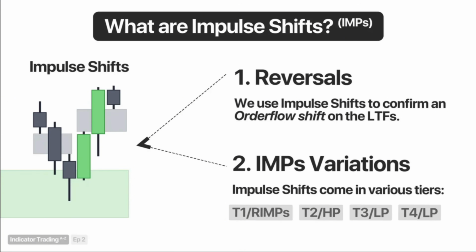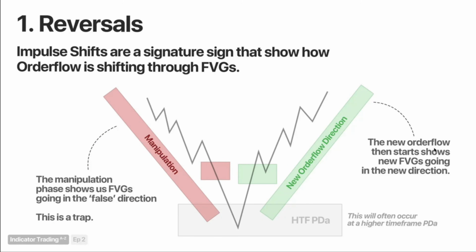Now, there are some variations of impulse shifts, and for that reason, I have placed them into tiers, ranking them from the best to the worst. And I'll break them down shortly, but let's first understand the exact theory behind an impulse shift. So again, impulse shifts are a signature, a sign that shows how order flow is shifting through fair value gaps, because that is how you read order flow. You can't have order flow without fair value gaps.